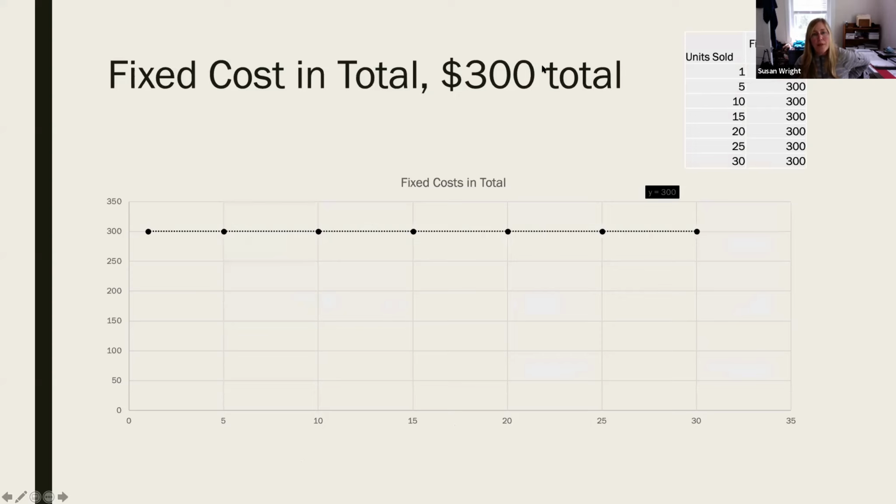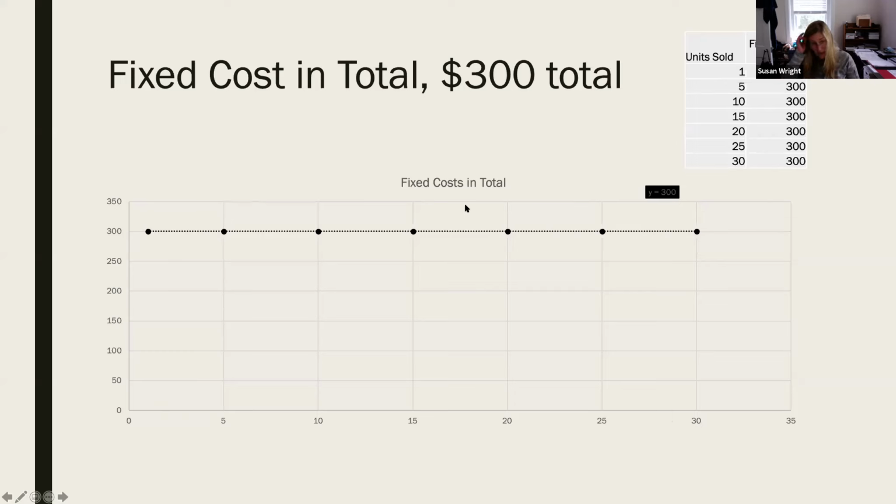So here's your $300, right? Fixed, it's a straight line, no slope. Y is 300. You learned how to do that last week. Here's the data that we used to get that line, right? So no matter how many units we sold, fixed costs were $300 in total. So no matter how many units across the bottom here, it's going to be $300 in total.